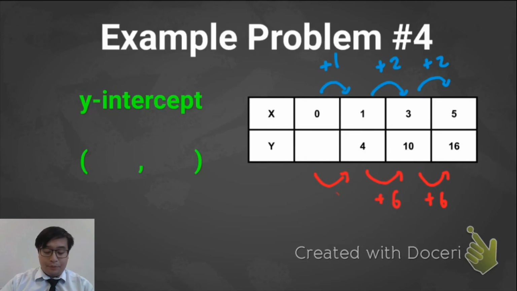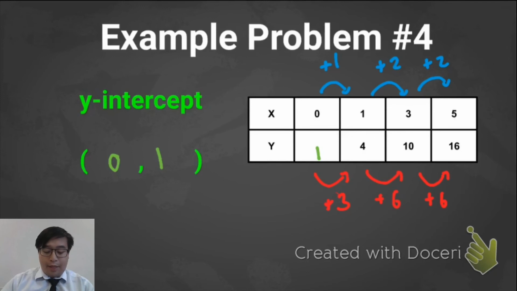So what should the change in y be on the bottom? Half of 6 is going to be plus 3. And so now, using that as my slope, I can figure out what my y-intercept is going to be. What number plus 3 is going to be equal to 4? 1 plus 3 equals 4. So my y-intercept is going to be (0, 1).